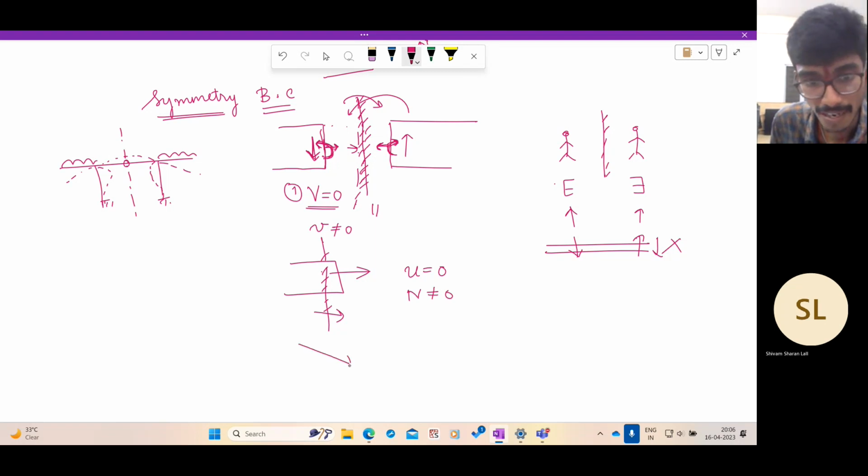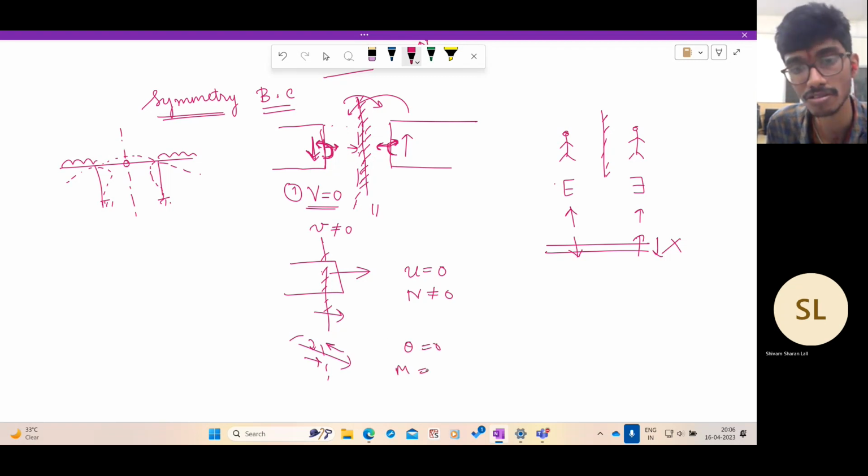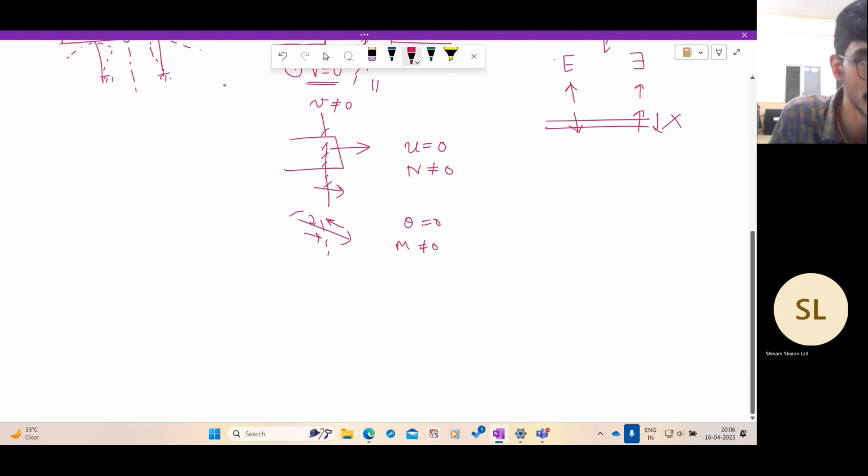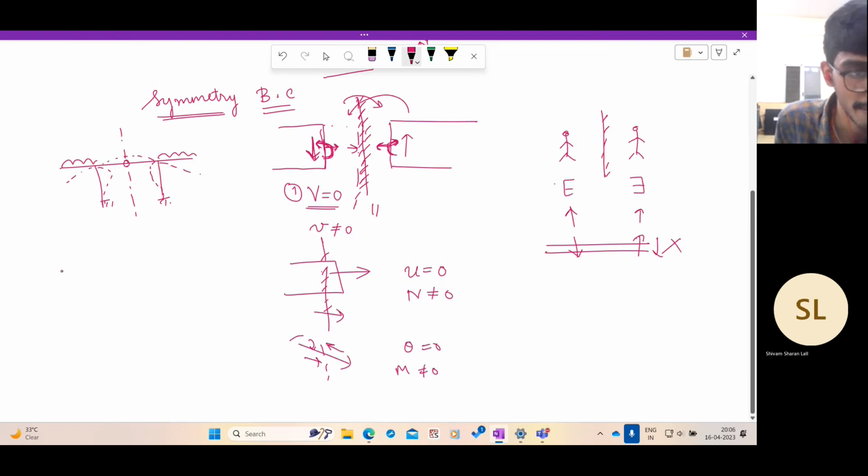Similarly, if you're having a rotation like this in clockwise direction, from the other side, it will look like it is going down. So here it is rotated this way, and from the other side, you will see an upstream, and here you will see a downstream. So rotation is zero, which means moment is zero. So you can replace this point with a guided roller. So this is replaced with a guided roller.